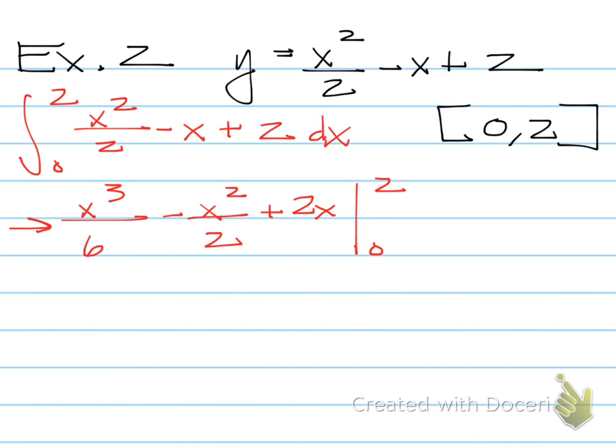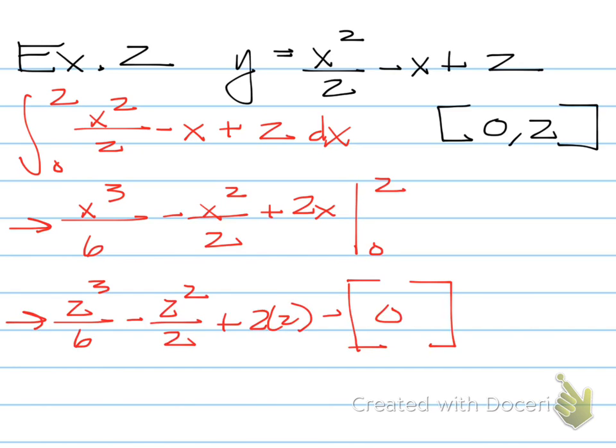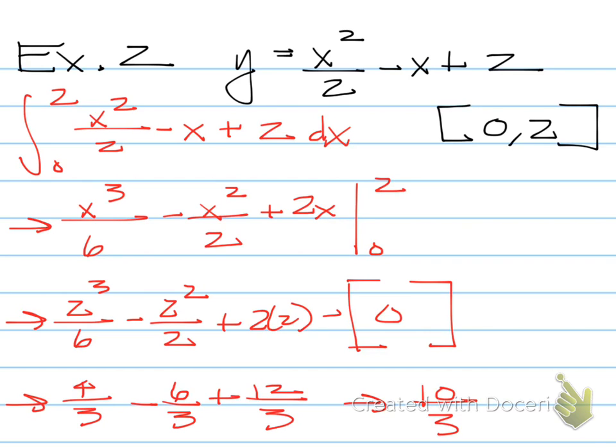And so we're going to substitute in 2 for the x minus 0 for the x. When we plug in 0 for the x's, all three of the terms will be 0. And we need a common denominator. Common denominator is going to be 3. So I can write 2 as 6 over 3 and write 4 as 12 over 3. Add the numerators and we get 10 over 3.